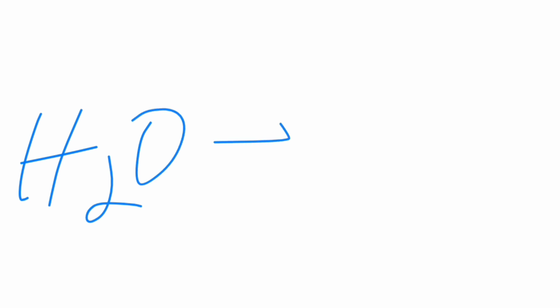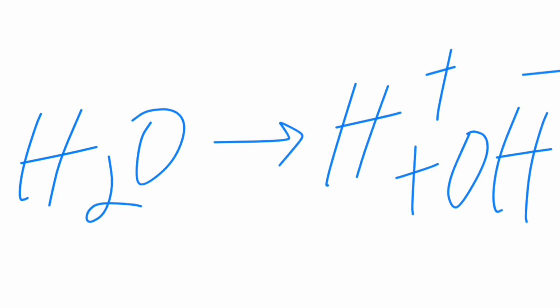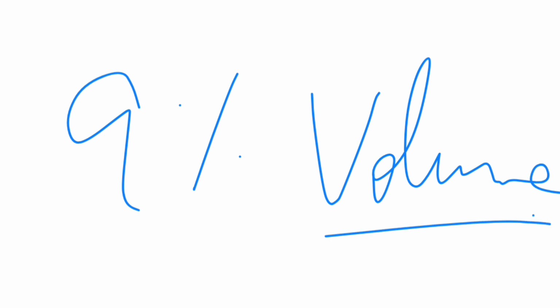Water also shows ionization when it forms H positive and OH negative ions. Because of the lower density of ice, when water freezes, ice has 9% more spaces in between the molecules. The volume of ice is increased but its density is less, so that is the reason why ice floats on water.